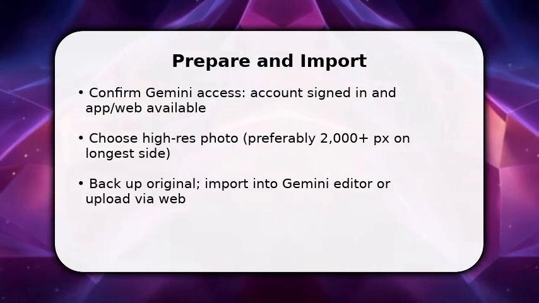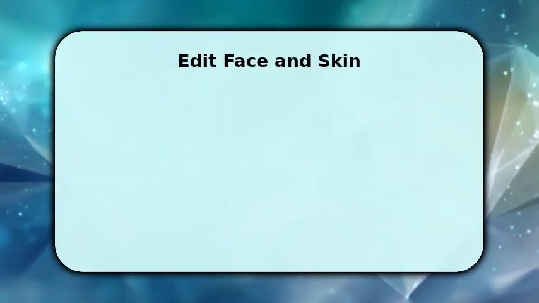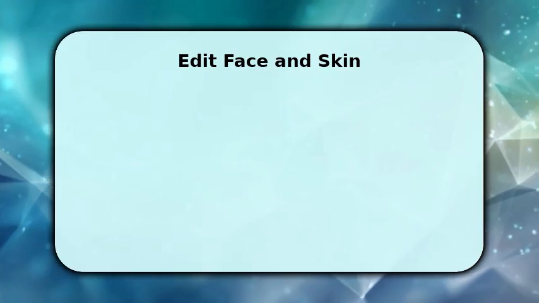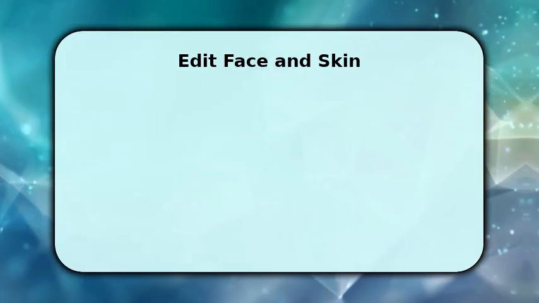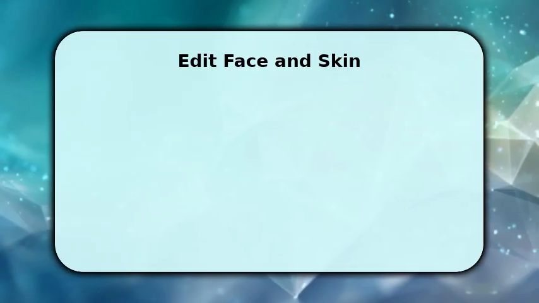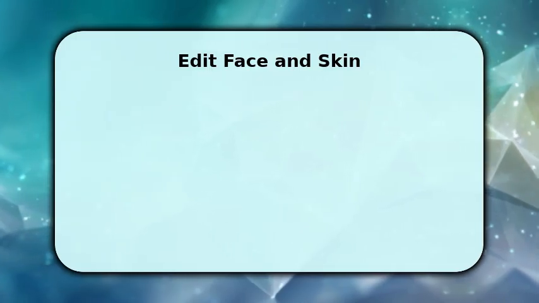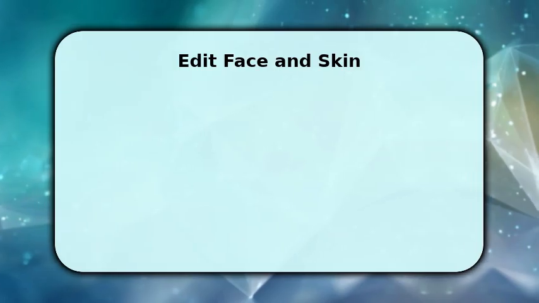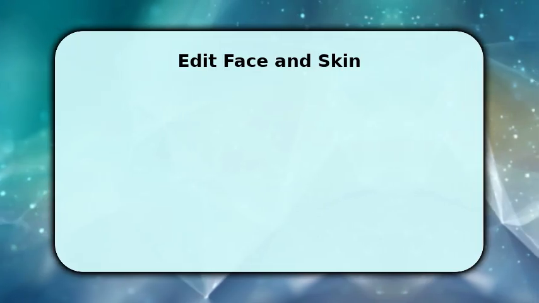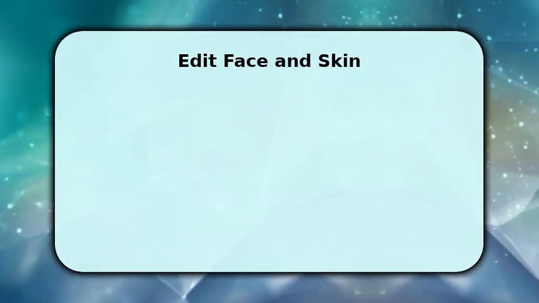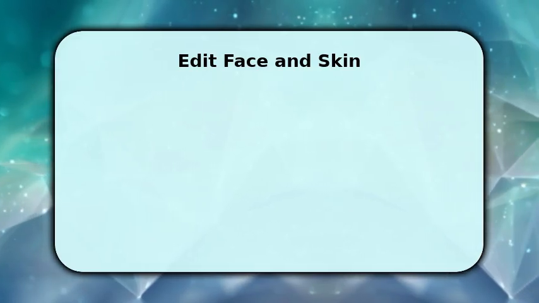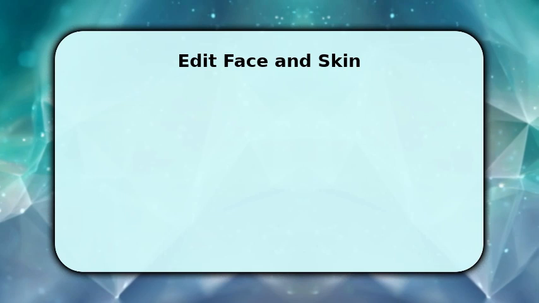Now focus on the girl's face and skin with deliberate steps. Use Gemini's auto-detect to create a face or skin mask, then refine edges with a soft brush at 10 to 25% opacity so transitions stay natural. Next, tweak exposure, contrast, and white balance to match skin undertones. Small shifts prevent plastic looks. When removing blemishes, prefer healing tools and frequency separation to maintain pores and texture. Make incremental changes, toggling the mask on and off to confirm realism.